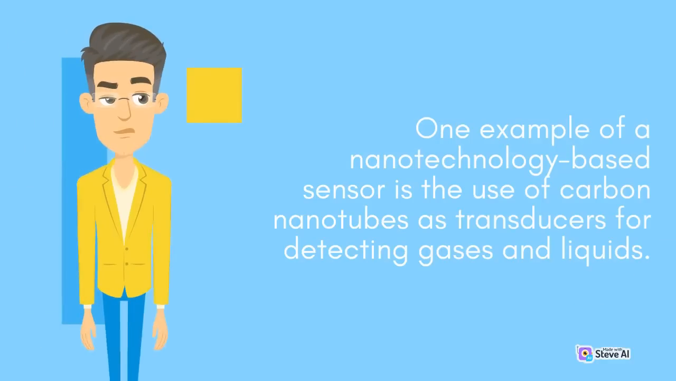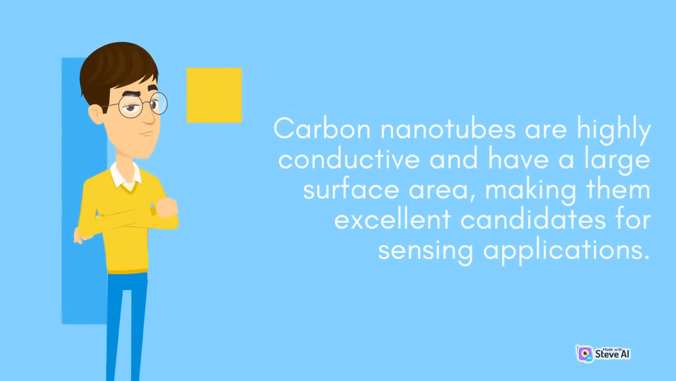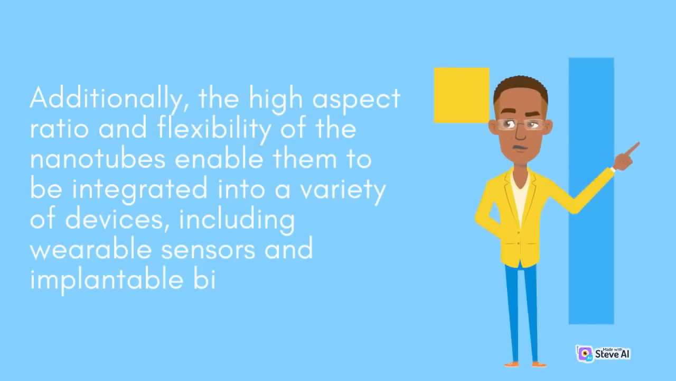One example of a nanotechnology-based sensor is the use of carbon nanotubes as transducers for detecting gases and liquids. Carbon nanotubes are highly conductive and have a large surface area, making them excellent candidates for sensing applications. By functionalizing the surface of the nanotubes with specific receptors or probes, they can be made sensitive to a wide range of chemical and biological species. Additionally, the high aspect ratio and flexibility of the nanotubes enable them to be integrated into a variety of devices, including wearable sensors and implantable biosensors.